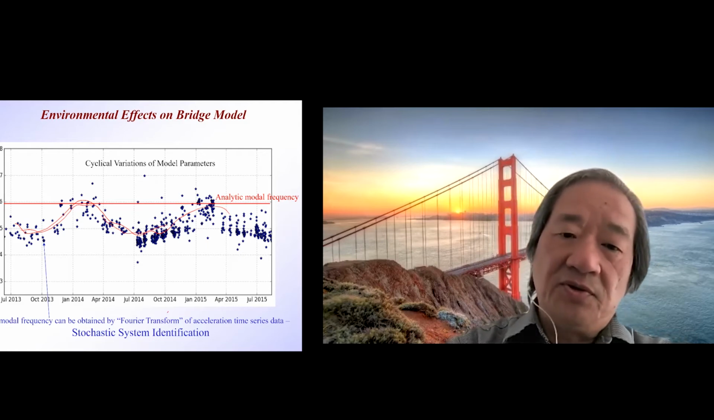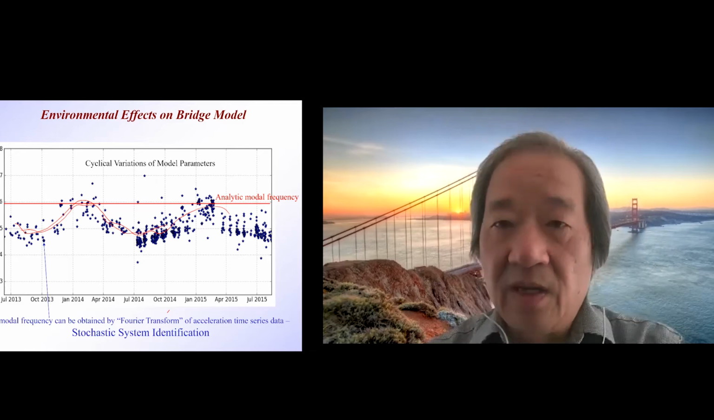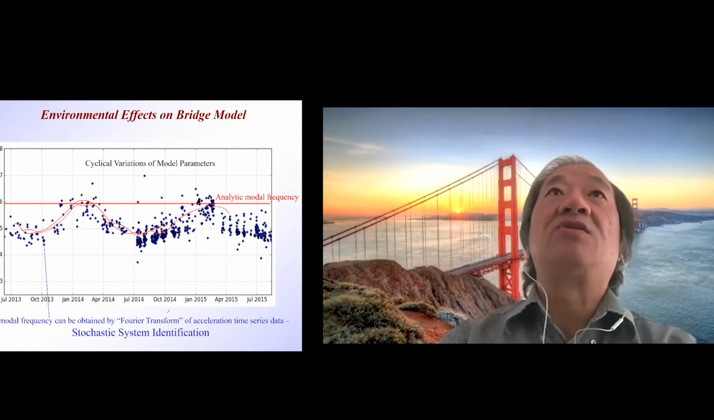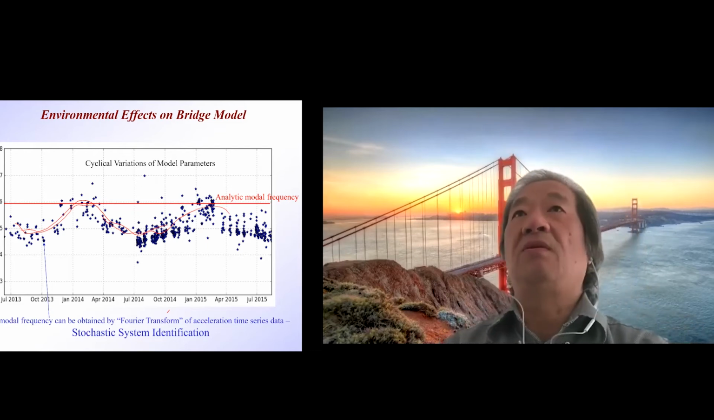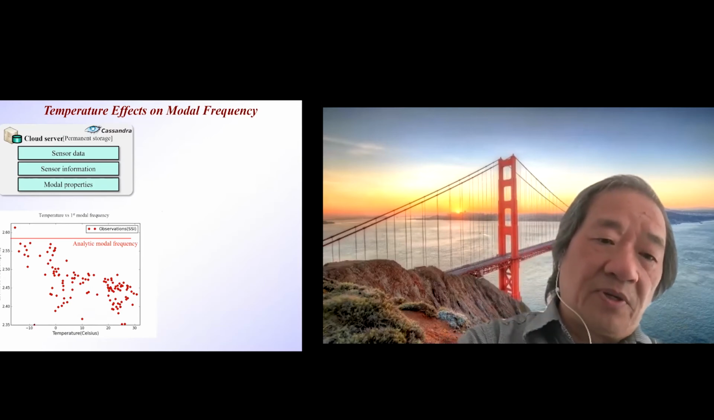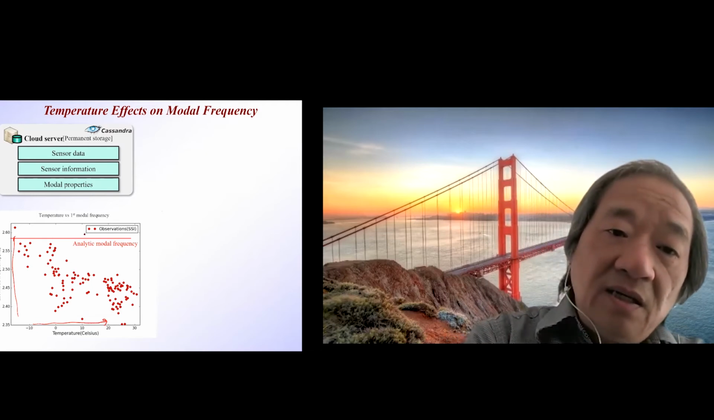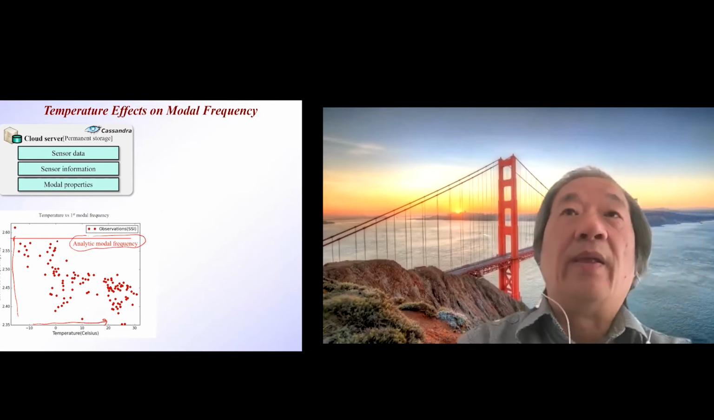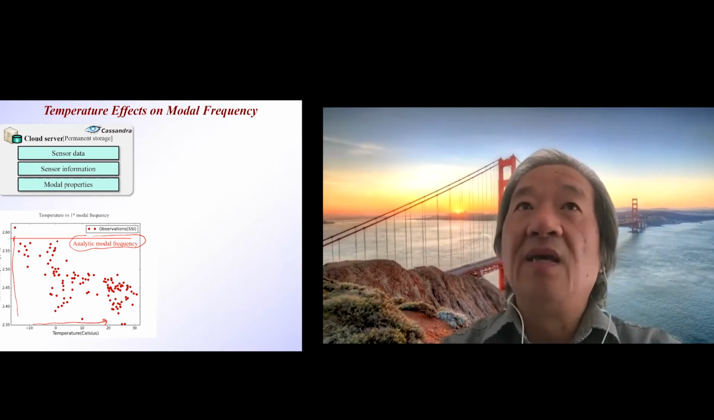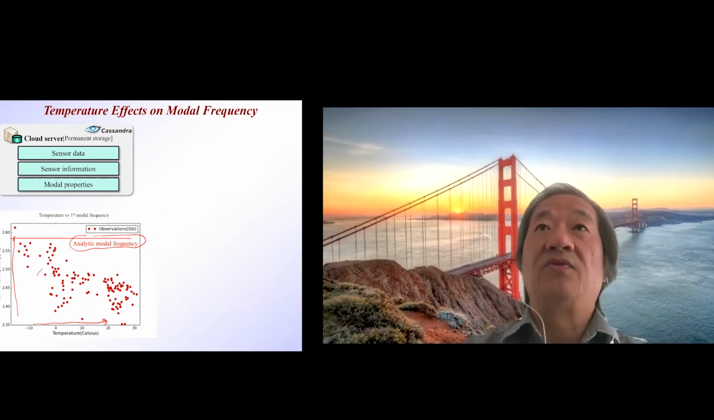Now we see these variations. We can run a Fourier transform on the acceleration data to find those frequencies. So we ask, is there any interesting relationship between the temperature and the natural frequency? Now you can plot the temperatures versus the natural frequency. Again, in the numerical model, there's only a single model, so you can only get one model frequency. But on the other hand, over the seasons, we see variations in the natural frequency.